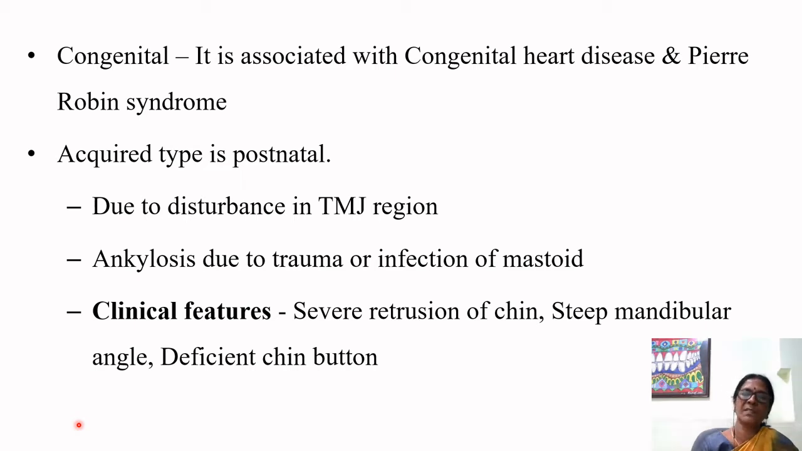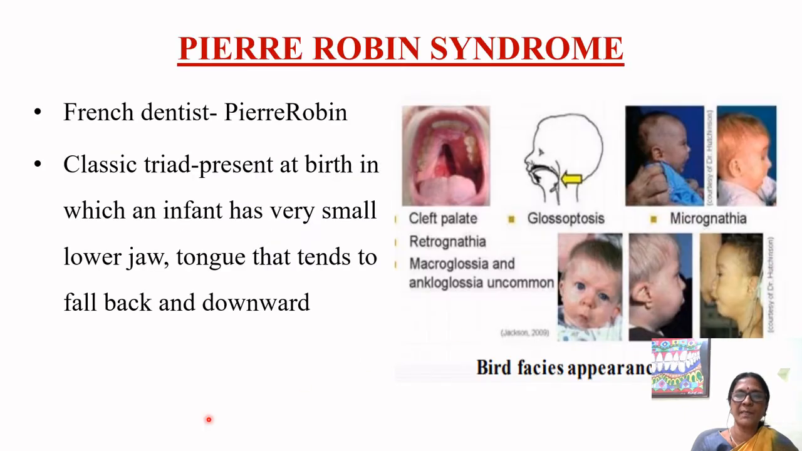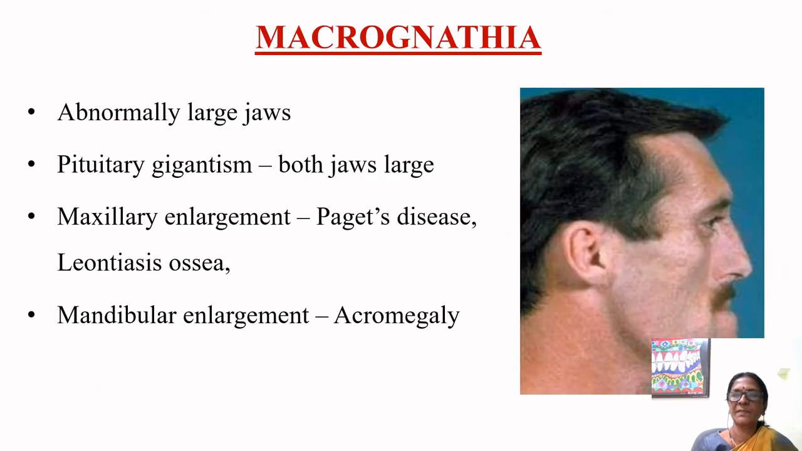Now, as clinical features, there is severe retrusion of the chin and there may be a steep mandibular angle and deficient chin button. Maxillary micrognathia due to deficiency in the premaxillary area may result in a retracted middle third of the face. And mandibular micrognathia may be due to posterior positioning of the mandible or a steep mandibular angle or agenesis of the condyle. Now this is Pierre Robin syndrome, a very classic triad which is present at birth, and the infants will have a very small lower jaw and the tongue may tend to fall backwards and downwards.